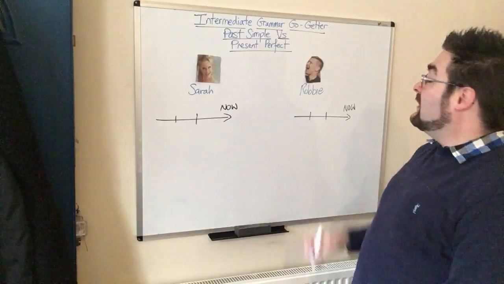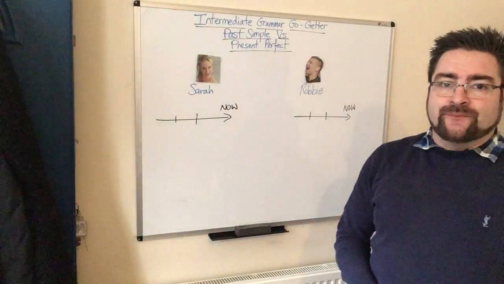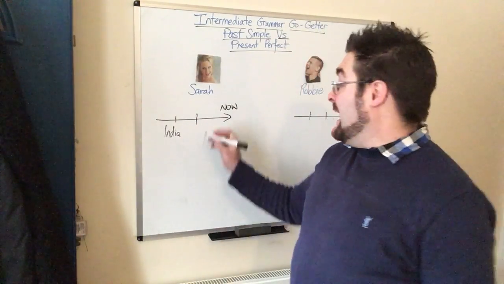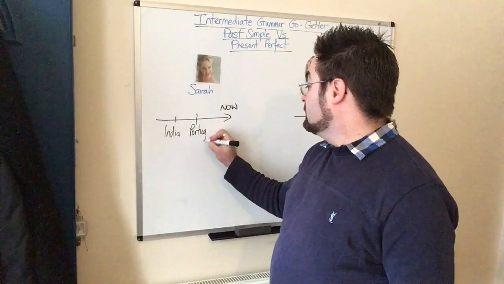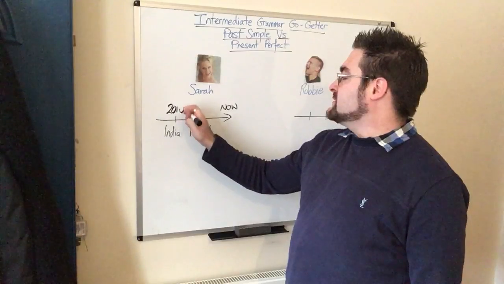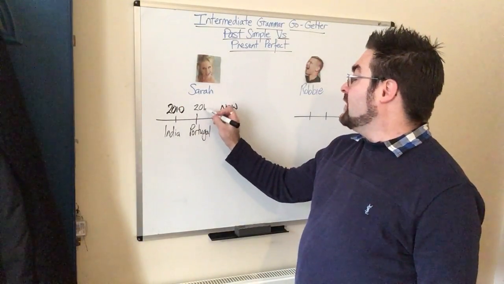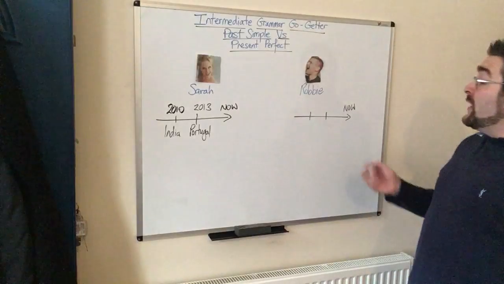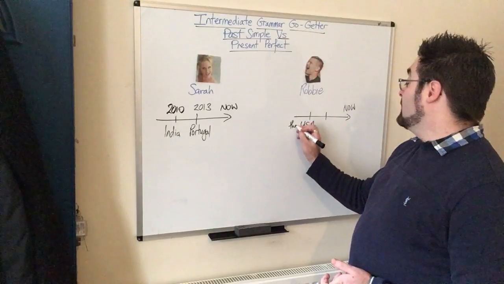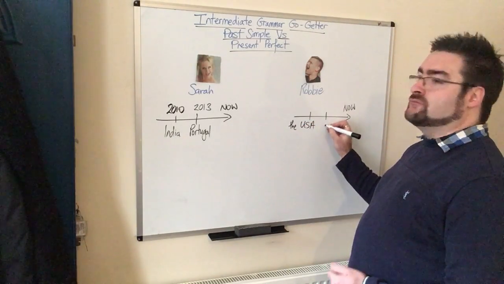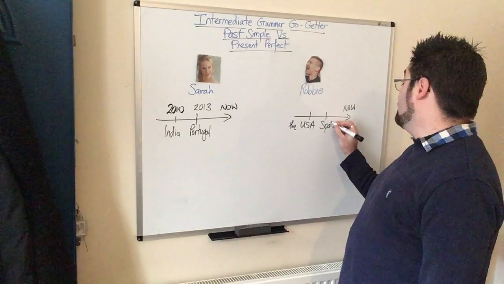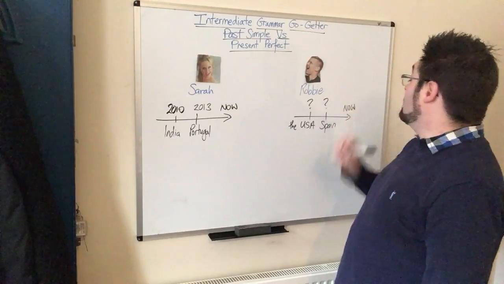And I say to the students, where does Sarah like to travel to? And they say India and Portugal. And I'm going to put a couple of years on here, so 2010 and 2013. And where does Robbie like to travel to? And they say the USA. And where else would he like to visit? He would like to visit Spain. And then we've got a question mark here.